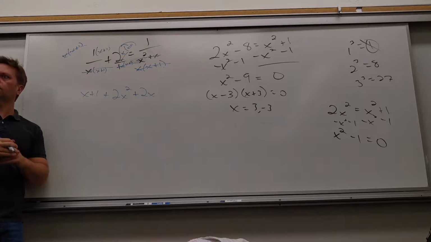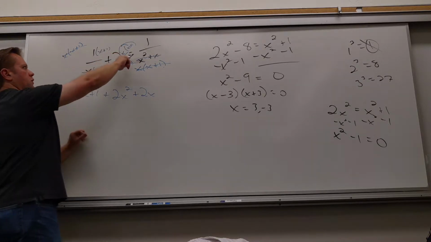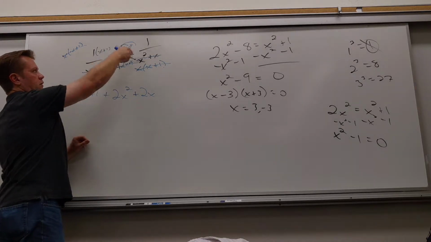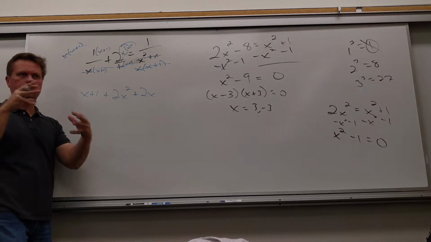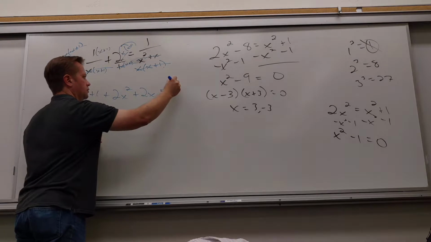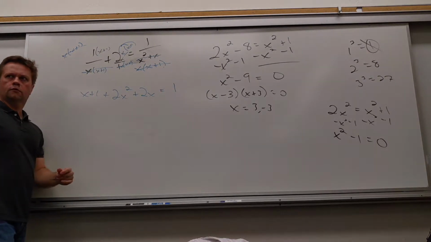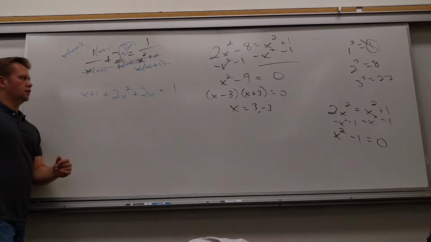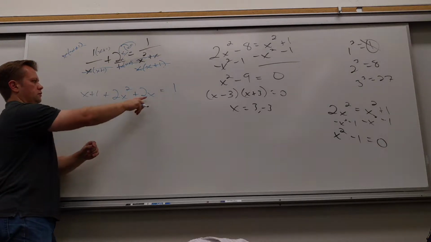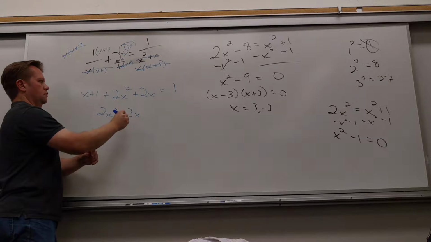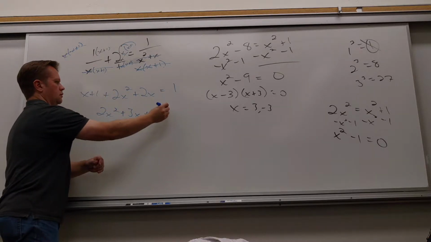Well, everybody? I'm taking the 2x and distributing it to the x plus 1. I got to distribute so I can put things together. Equals 1. So on this side, of course, I get 2x squared plus 3x plus 1 equals 1.